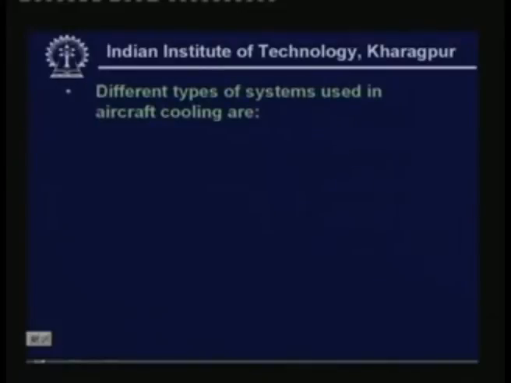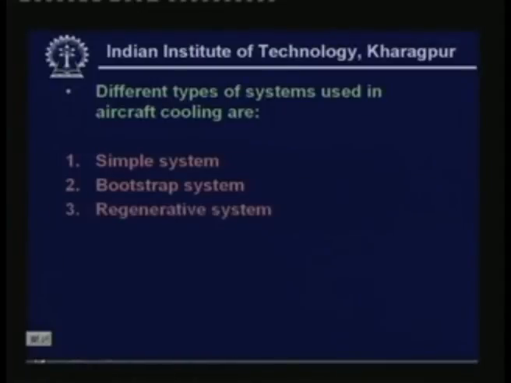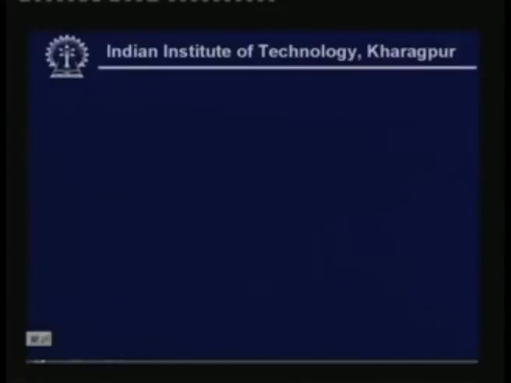Now there are different types of systems used in different situations and for different types of aircrafts. For example, you can have what is known as a simple system, you can have a bootstrap system, you can have a regenerative system, you can also have what is known as a reduced temperature system. There are other systems also. These are the three main systems. The fourth one, as I said, is the reduced ambient system. So each one has its own advantages and disadvantages and applications. Let us quickly look at these systems.